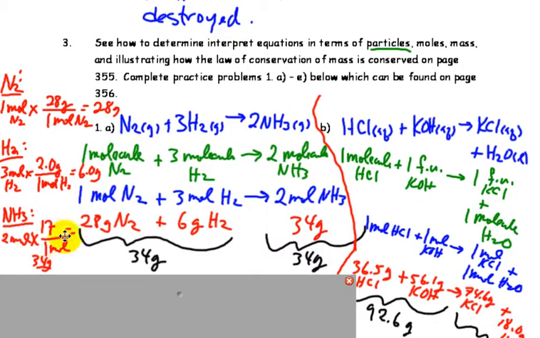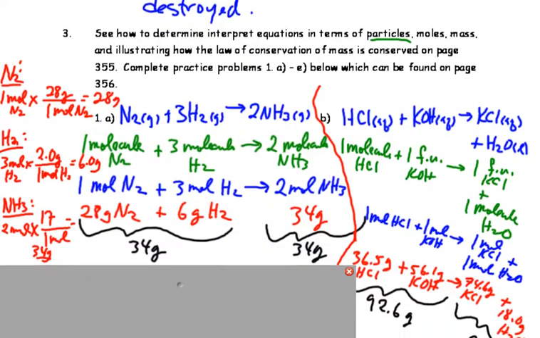If each ammonia molecule is 17 grams per mole, we have 2 of them. That works out to be 34 grams per mole. So if we set it up like that, 1 mole of nitrogen gas is 28 grams, 3 moles of hydrogen gas is 6 grams, 2 moles of ammonia is 34 grams, and as you look here, 28 plus 6 equals 34. So the law of conservation of mass holds.